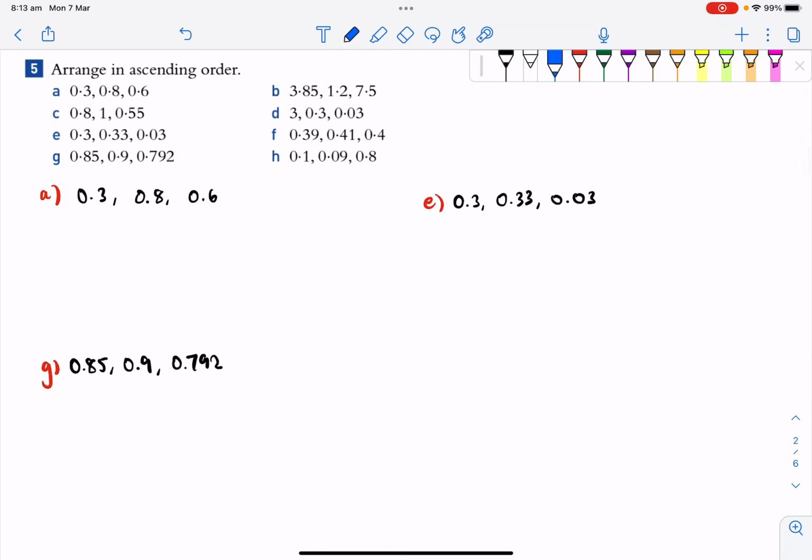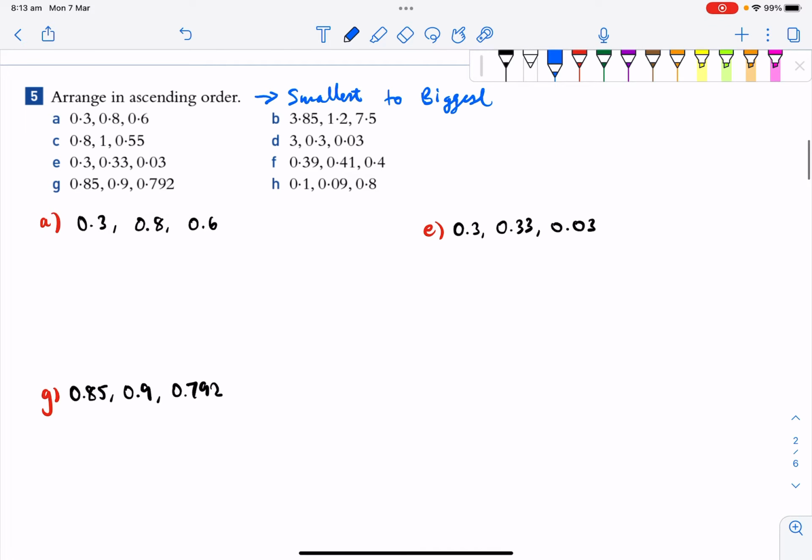Okay, now arrange in ascending order. Ascending means from smallest to biggest. Smallest number to biggest. Okay, it says biggest there.